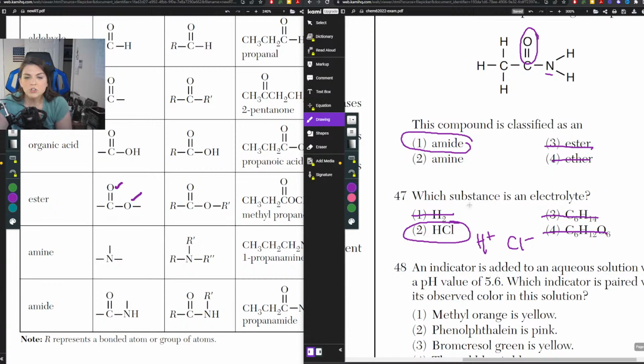So again, you're taking the definition and applying it to something. So in this case, it's acid, base, and salt just means something ionic.